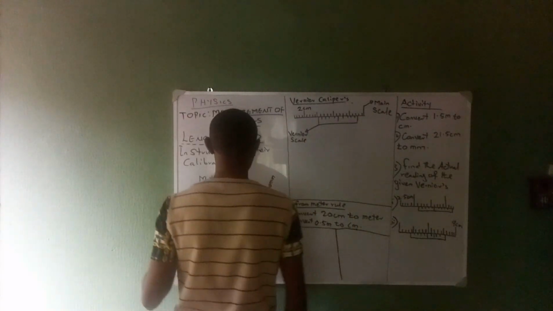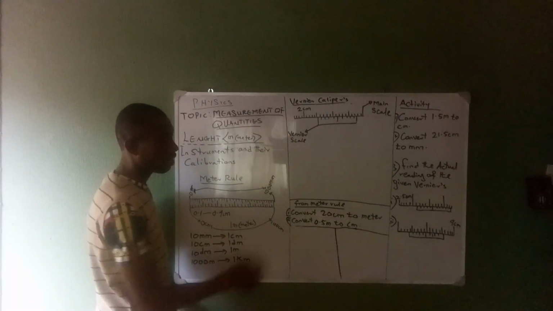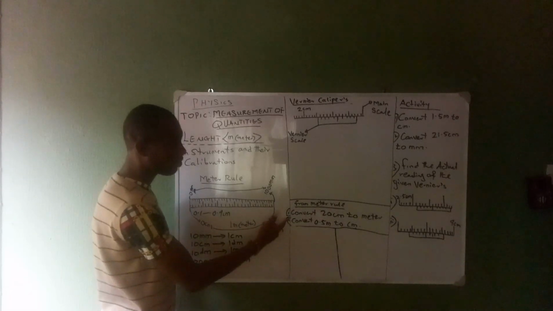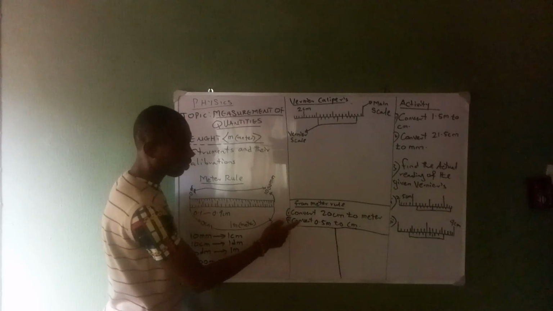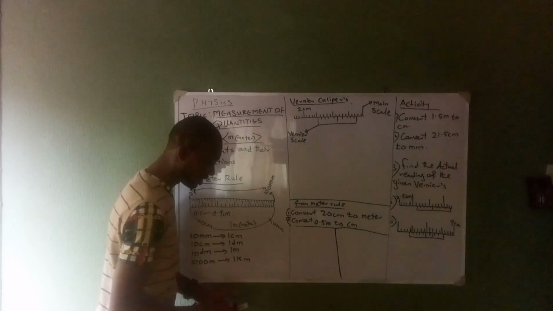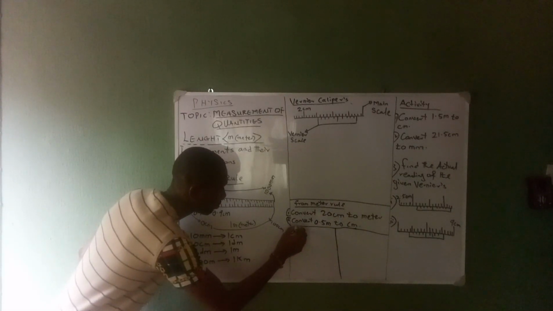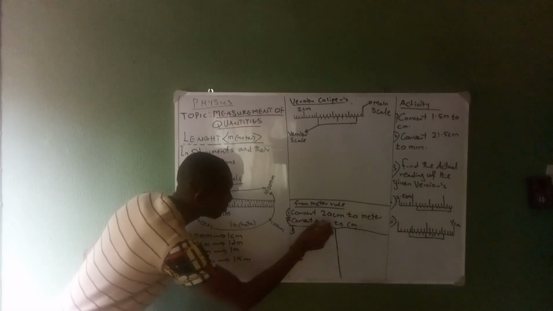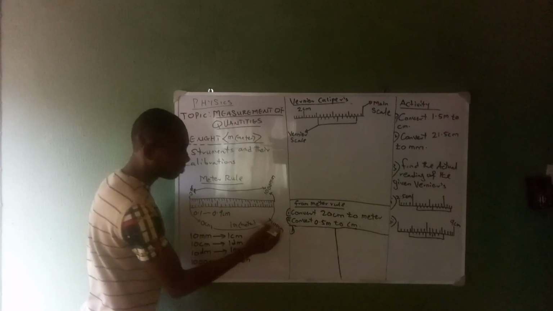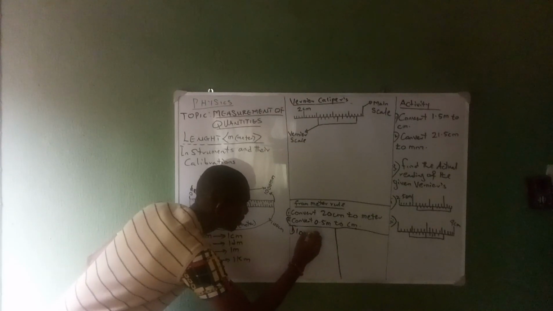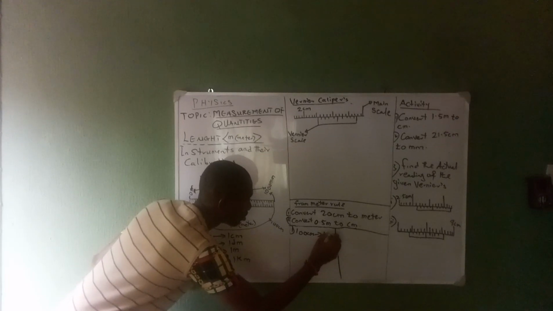Now let us see how we can use these various calibrations to solve problems concerning a meter rule. We have the first question here. We are asked to convert 20 centimeter to meter, and the second one, convert 0.5 meter to centimeter. Starting with 20 centimeter to meter, remember that 100 centimeter gives us 1 meter.